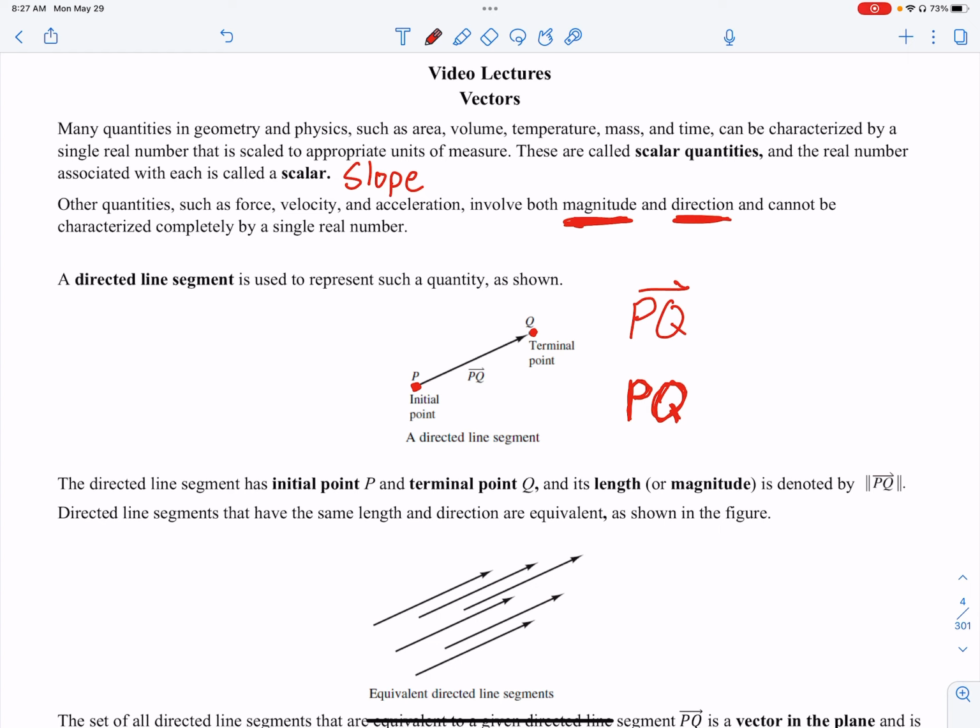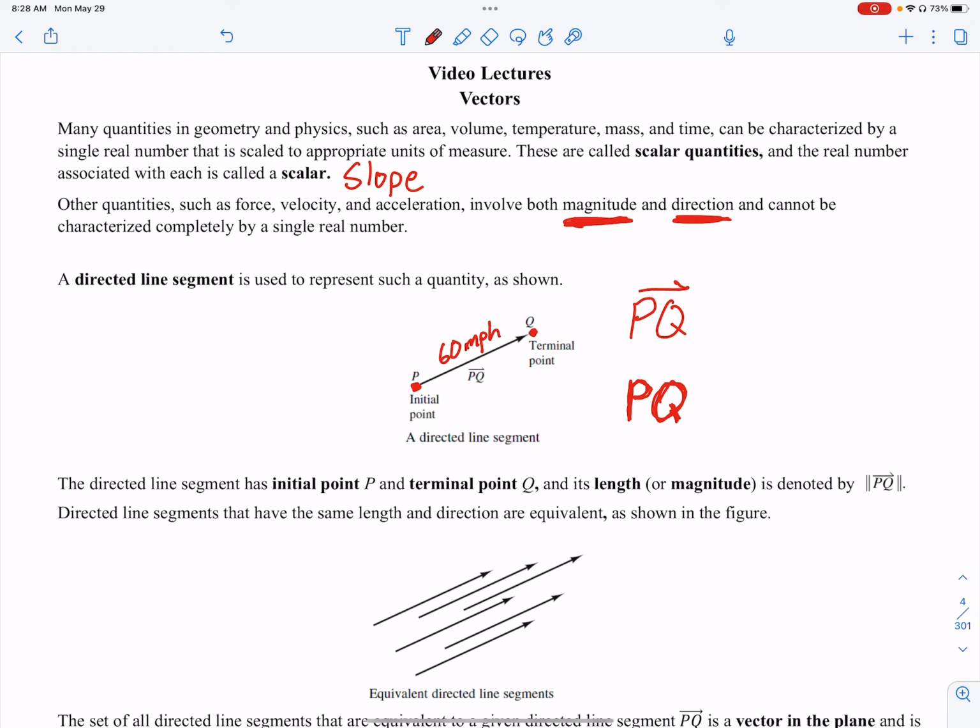So this segment, I can move that segment here anywhere I want on my screen, and it represents the same vector as long as it points in that direction and has the same length. Now, we haven't talked about the length in this case. The length typically measures, like if this was a velocity vector, I know the velocity goes in that direction, but it also could have like 60 miles per hour.